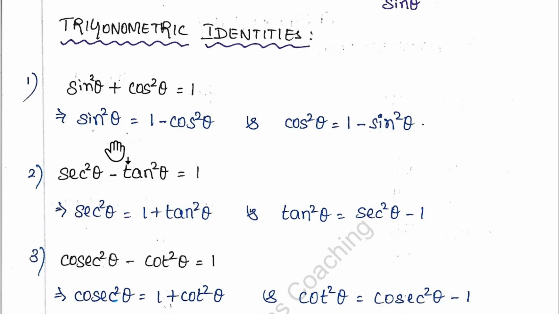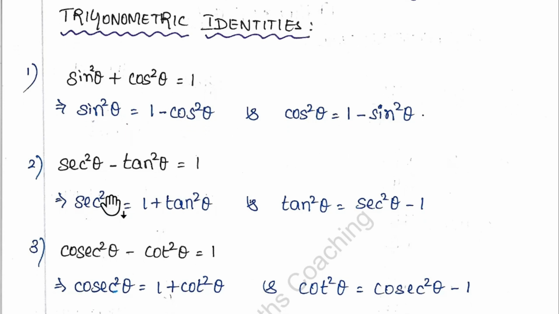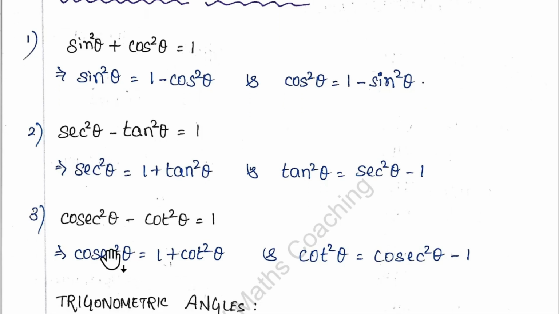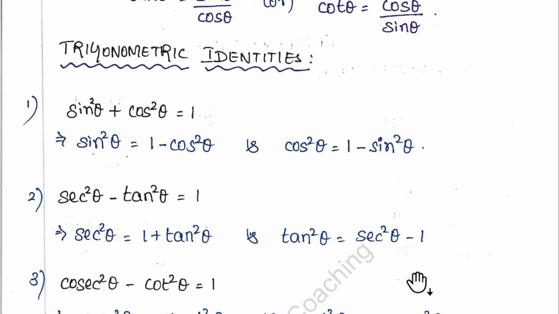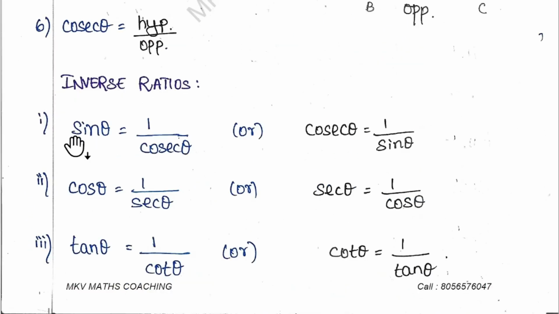You can keep sine square theta as it is and send cos square to the other side, so that it becomes 1 minus cos square theta. So sine square is 1 minus cos square theta and cos square is 1 minus sine square theta. You can get these two formulas from the identity. Likewise, in the second identity, you can take secant square theta as 1 plus tan square theta and tan square theta as secant square theta minus 1. By the third identity, you can get cosecant square as 1 plus cot square and cot square as cosecant square minus 1.